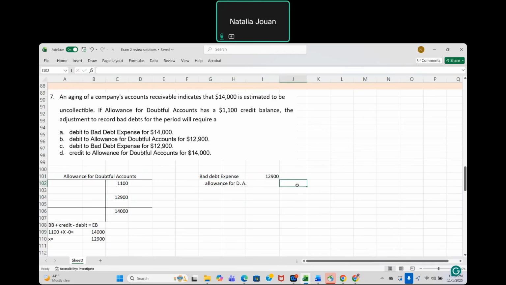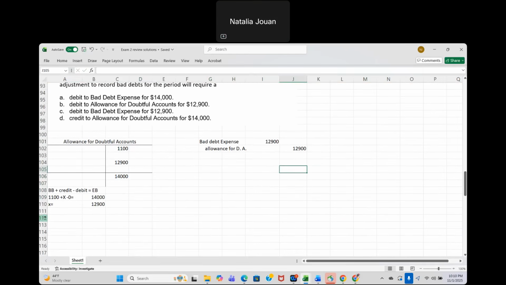12,900, 12,900. So what is going on here? A debit to allowance account? Absolutely not. A debit to bad debt expense? Yes. So your answer is C. All right, let's keep going. Almost done.